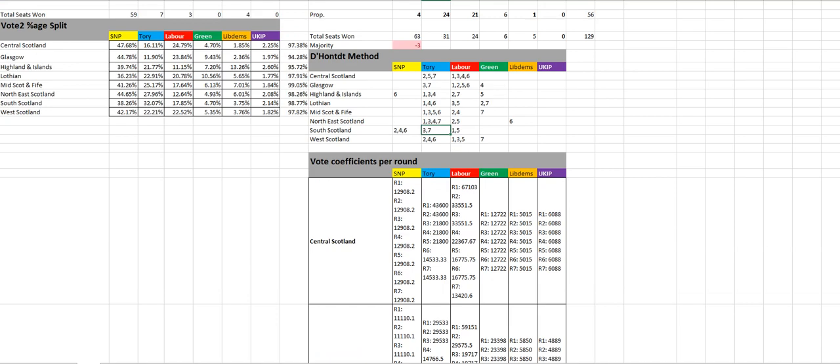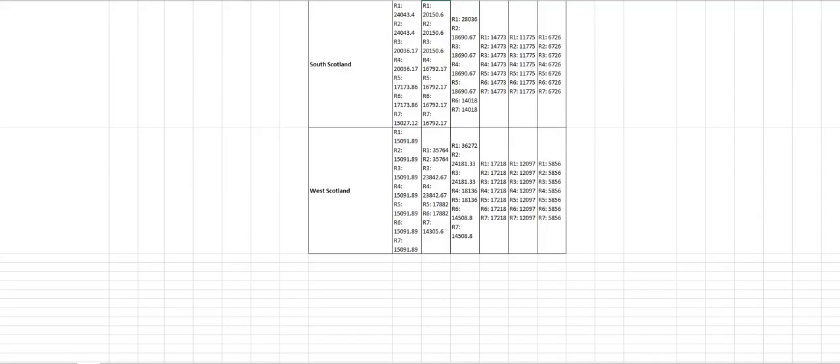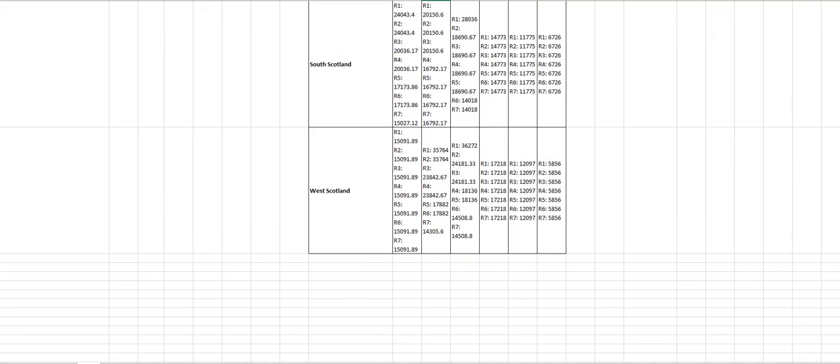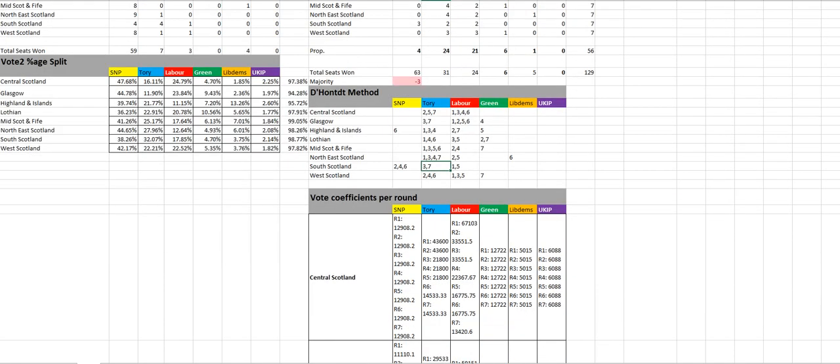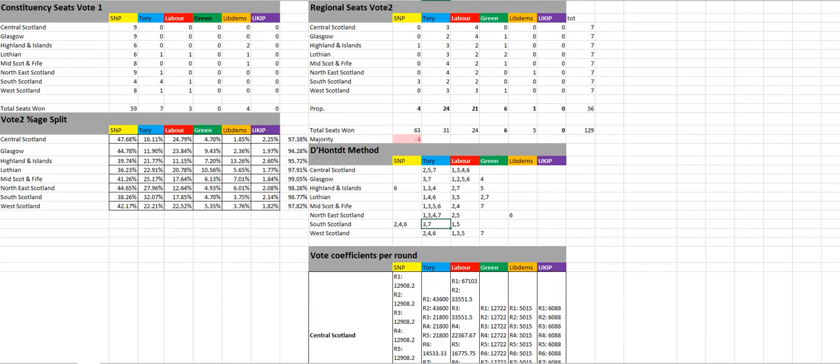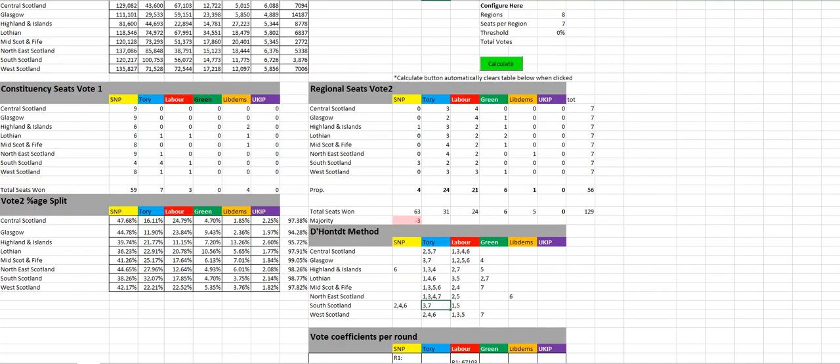If you have a look at the south of Scotland quickly in the d'Hondt system, sorry, I'm just jumping about here, it's all based on the maths I said before. So looking at the Tory, the SNP, they won 4 seats in the south of Scotland.